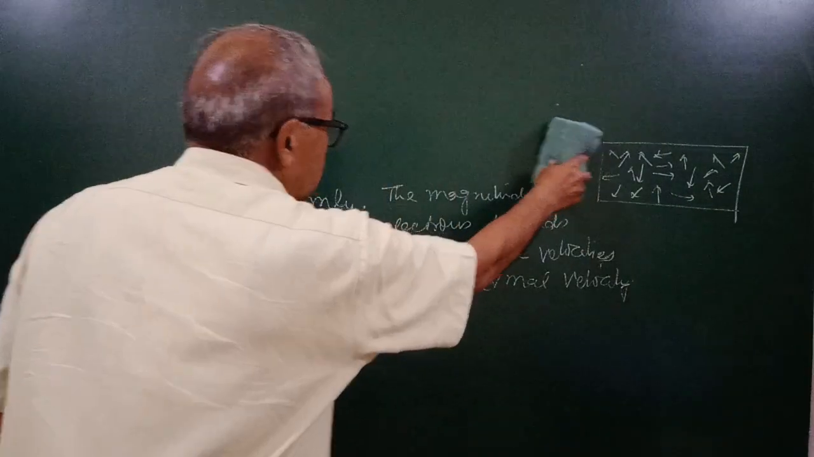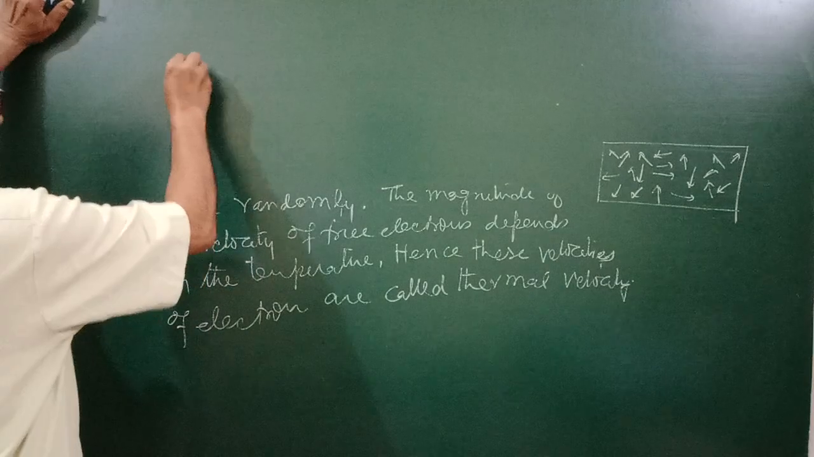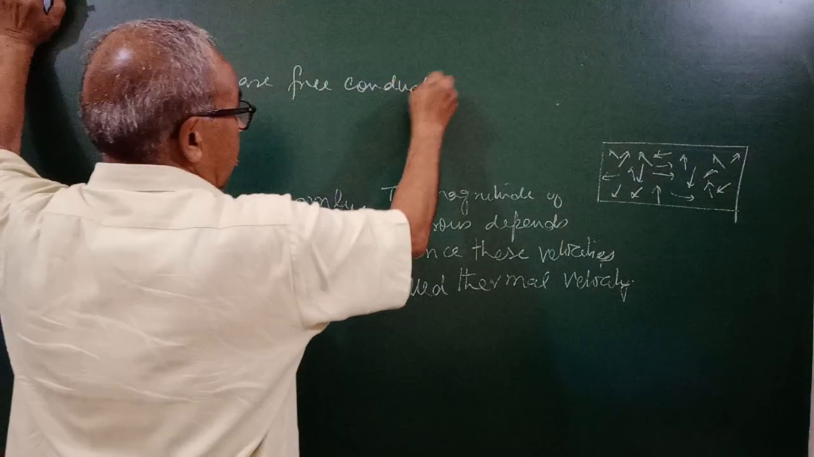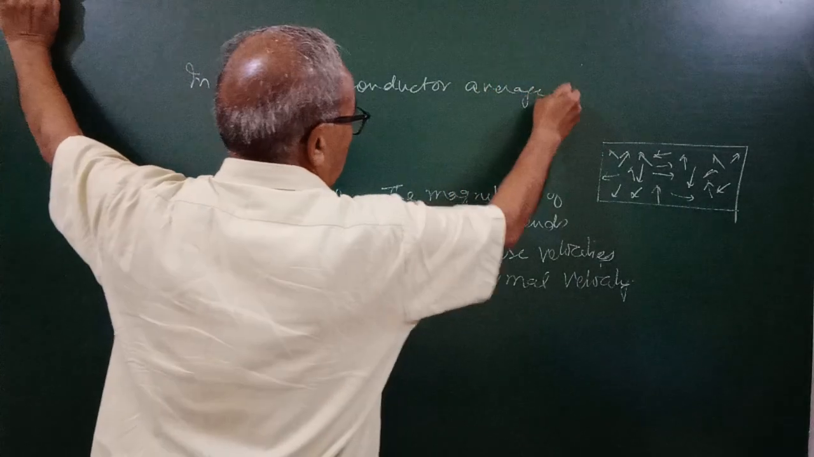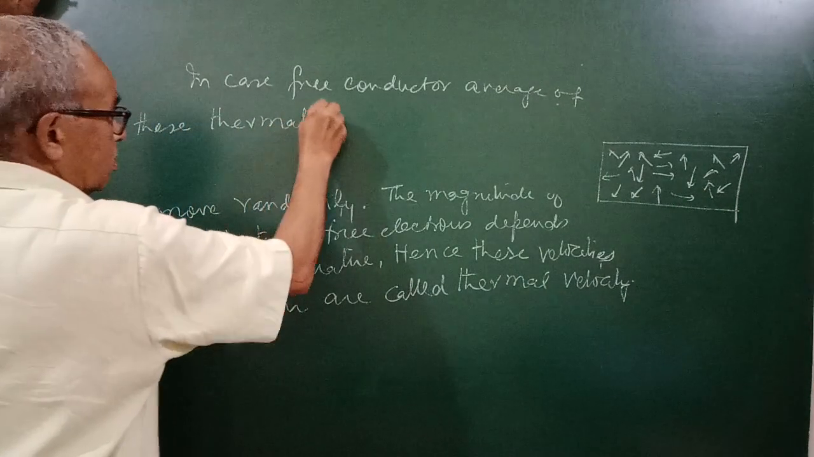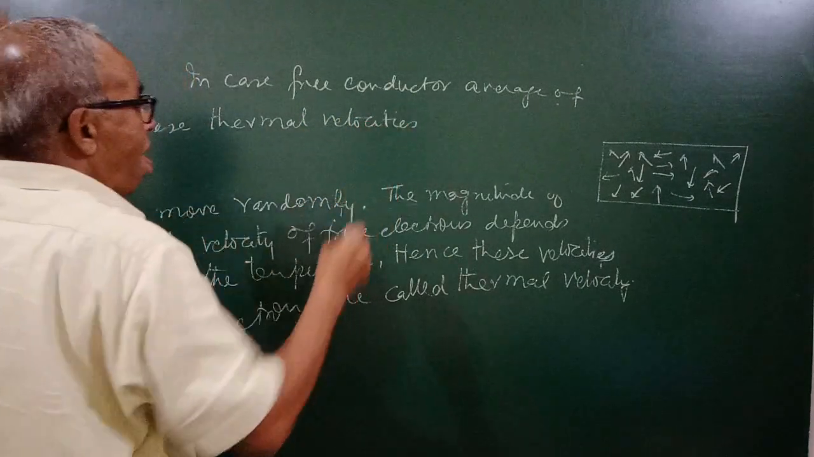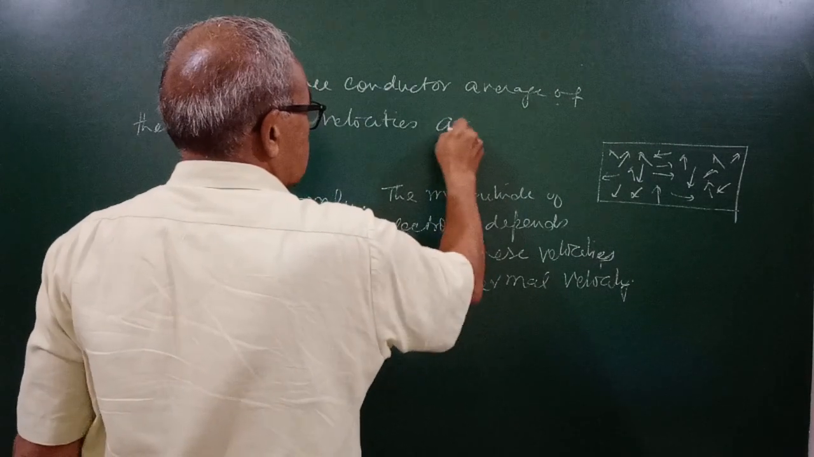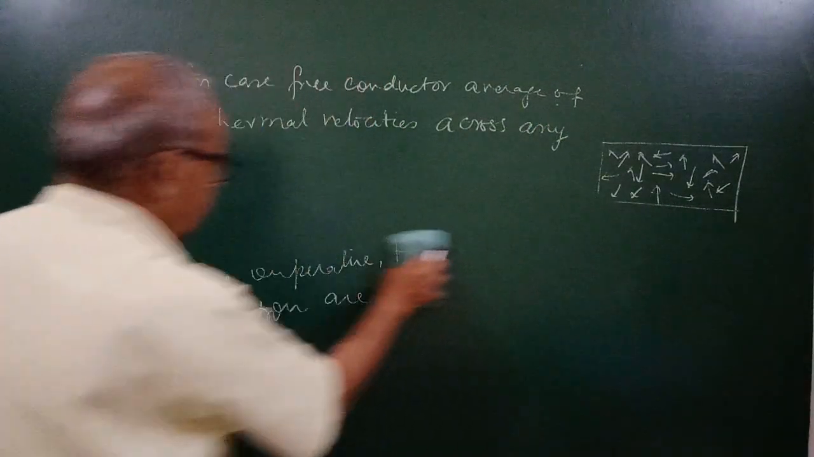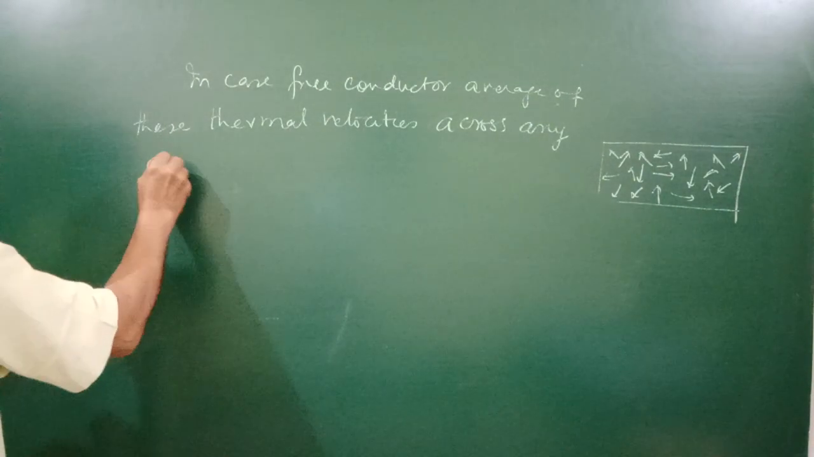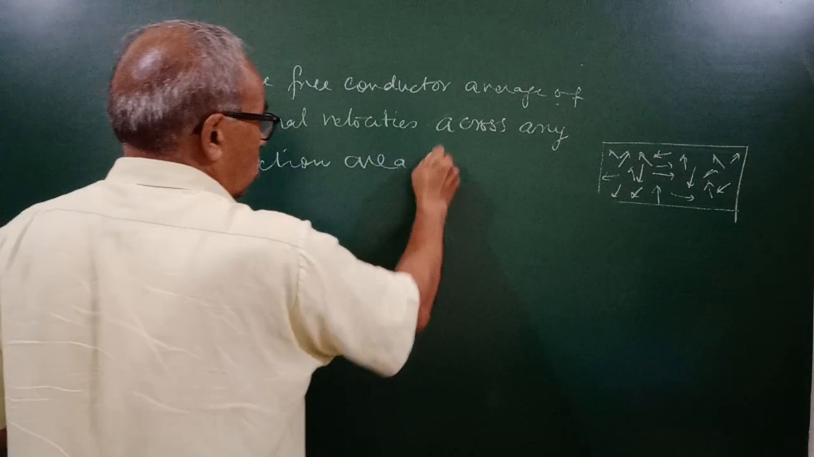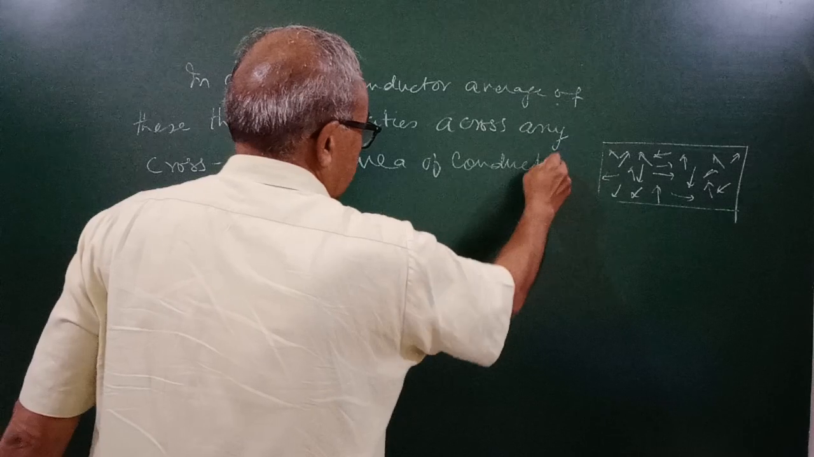Now, in the case of a free conductor, the average of these thermal velocities across any cross section area of the conductor is 0.